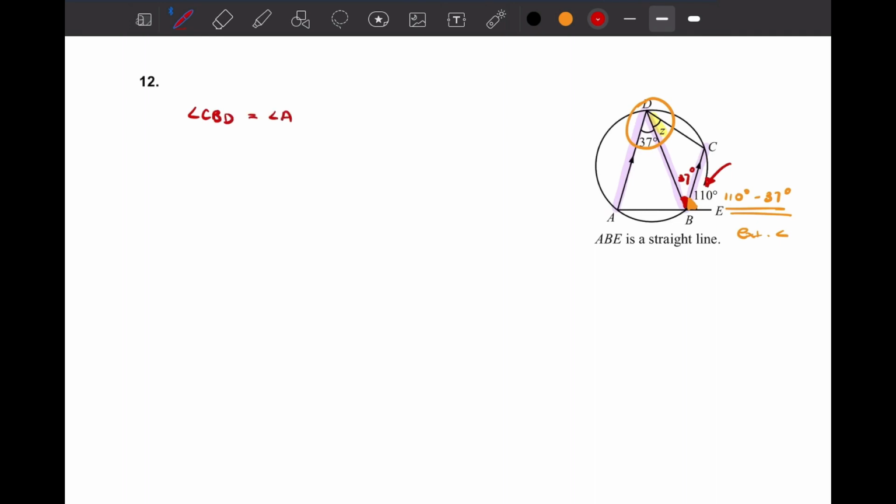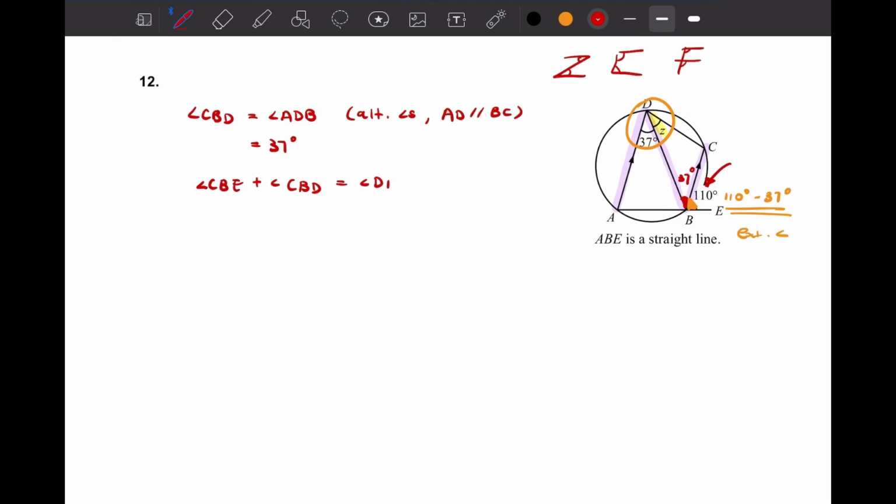So first of all, write that red angle there. Because of your alternate angles, parallel lines. Make sure you're familiar with the shapes of those parallel lines. You're looking for the set shape, the C, or maybe the F shape. And then angle CBE, adding angle CBD is equal to angle DBE.